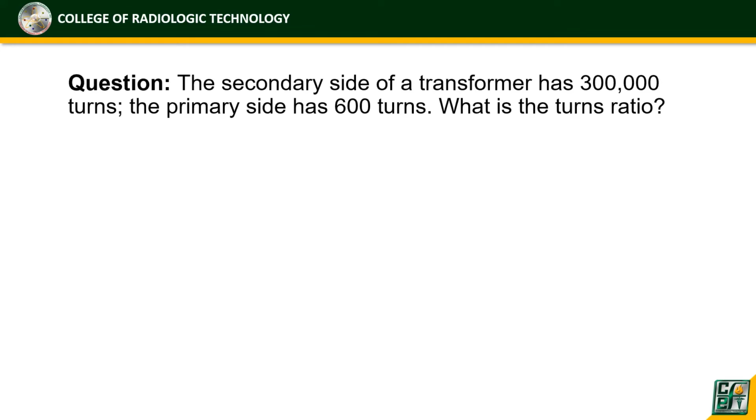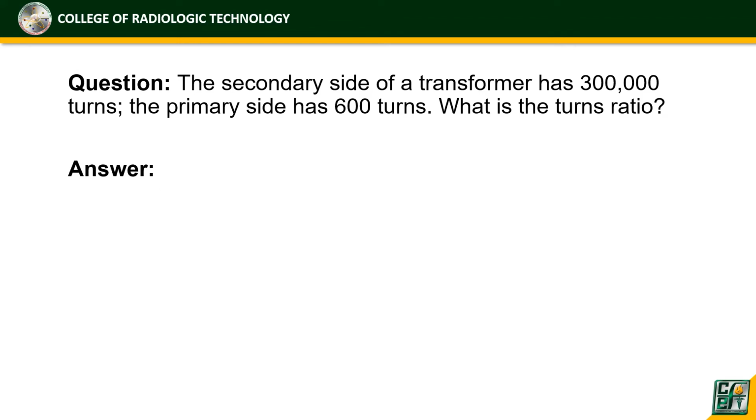Having known the transformer law, it is very important for us to know how to get the turns ratio. And in this question, we will be able to know how turns ratio is computed. So the question is: the secondary side of a transformer has 300,000 turns and the primary side has 600 turns. What is the turns ratio?